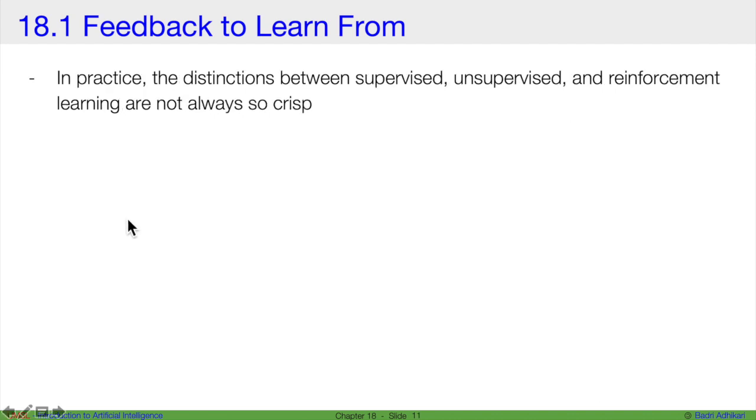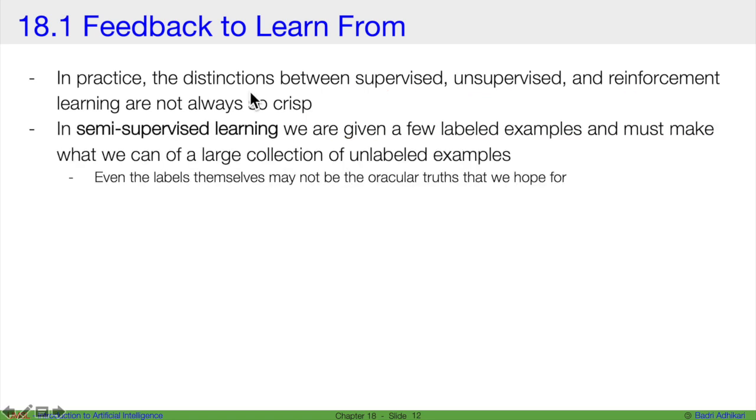In practice, however, the distinction between these three types of learning, that is supervised, unsupervised, and reinforcement learning, is not always so crisp. There is a lot of overlap between these three learning techniques. And in between lies something known as semi-supervised learning. In semi-supervised learning, only a few labeled examples are given, and we need to make what we can of a large collection of unlabeled examples.